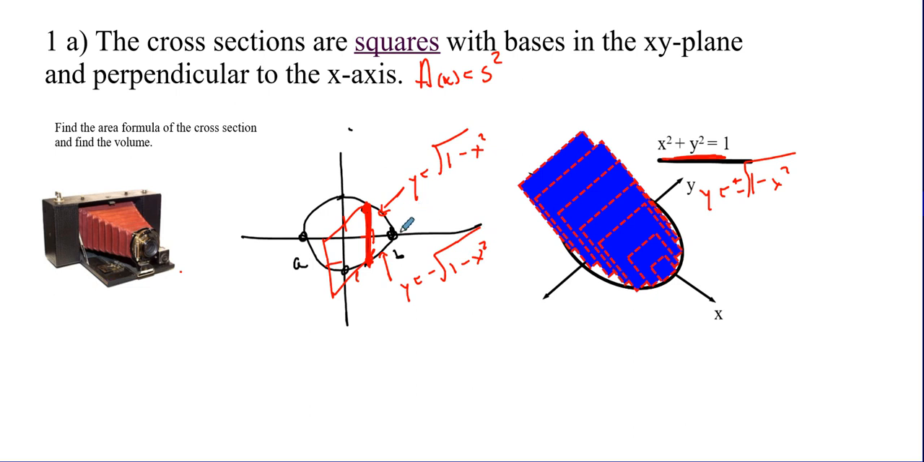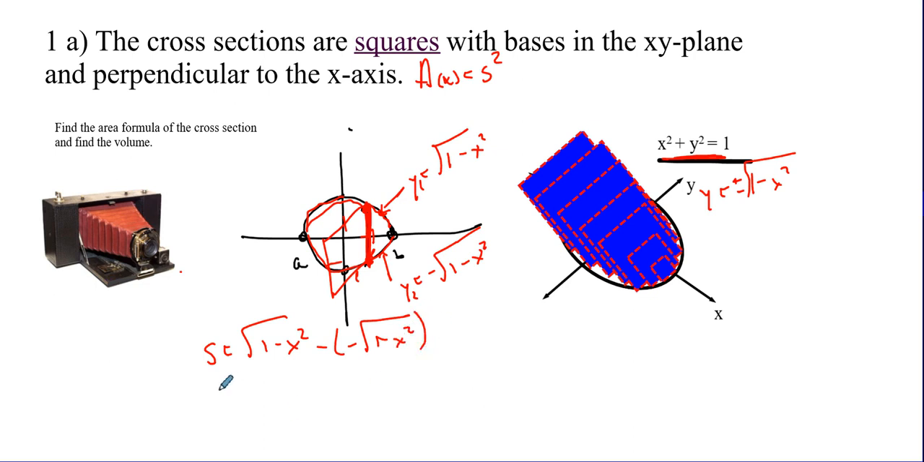So now the question is, since I have this equation, which is a semicircle on the bottom, and this equation, which is a semicircle on top, how do I figure out the distance from here to here in terms of x? Well, since each one of these values change, our side length is going to be, the top one, we'll call that y1, and y2, we'll take y1 minus y2. So the square root of 1 minus x squared, top minus the bottom, which is negative square root of 1 minus x squared.